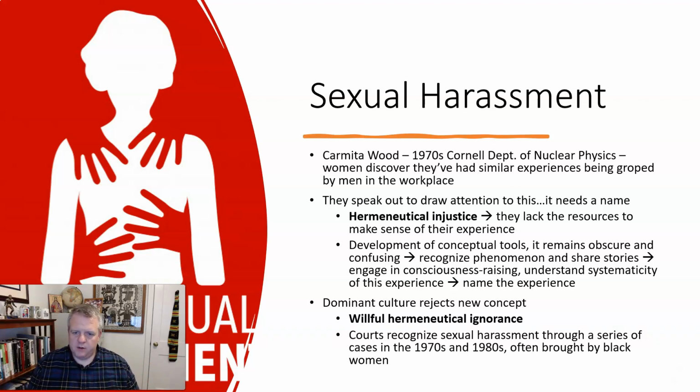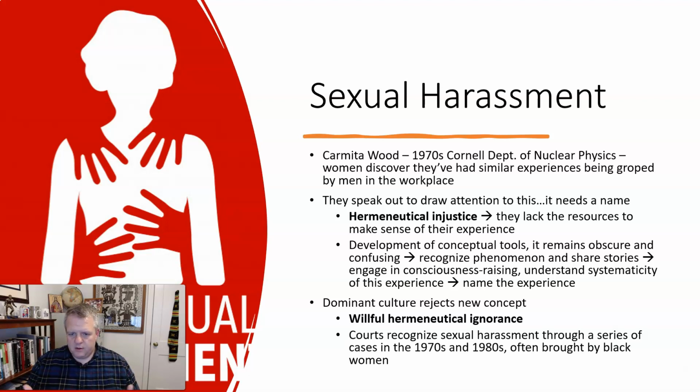That's what it is to suffer a hermeneutical injustice. These concepts have not been developed because the people who developed the concepts, the people in the dominant class, the men, had no reason to develop these concepts. The people who have developed the law had no reason to develop these concepts. So the women who were experiencing sexual harassment, which didn't have a name yet, had to develop the conceptual tools. Until they did develop those tools, it remains an obscure and confusing experience for them.